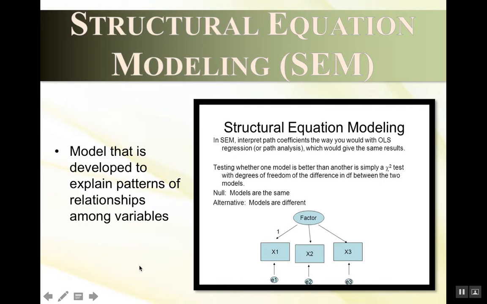Now, another type is structural equation modeling, which is known as SEM. And this model is developed to explain patterns of relationships among variables. So they're very much looking and testing whether one model is better than the other in regards to the degrees of freedom. So the null would be the models are the same, and then the alternative hypothesis would be the models are different. And they would run a test to see which one is the better model for their structural equation research that they're doing.